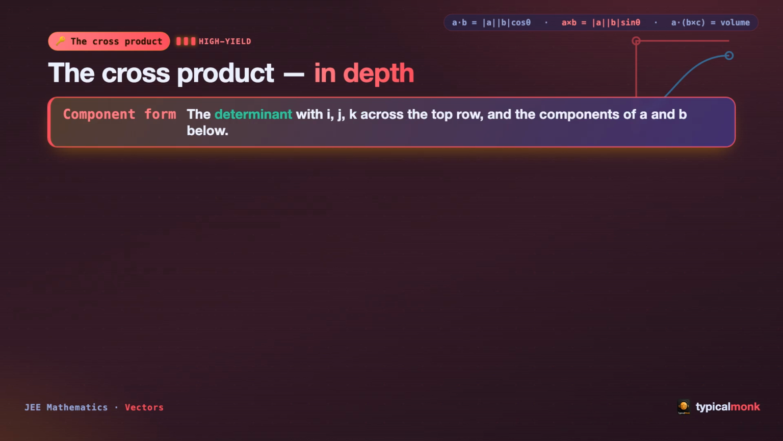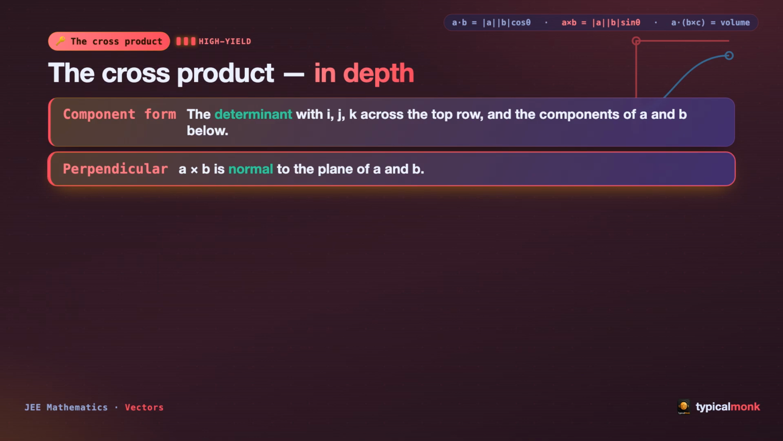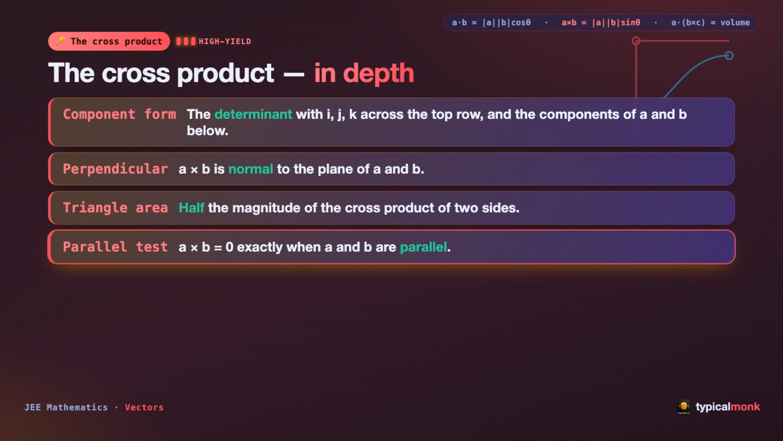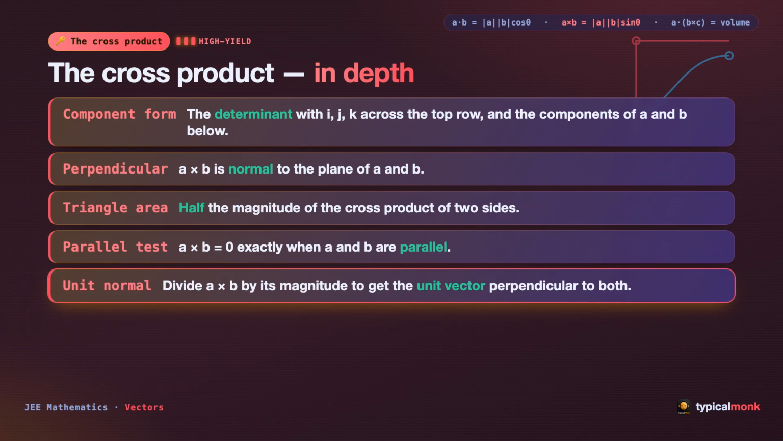Now the cross product in more depth. Component form: it is the determinant with i, j, and k across the top row, and the components of a and b in the rows below. Perpendicular: a cross b is normal to the plane of a and b. The area of a triangle is half the magnitude of the cross product of two of its sides. Parallel test: a cross b is 0 exactly when a and b are parallel. The unit normal: divide a cross b by its own magnitude to get the unit vector perpendicular to both.